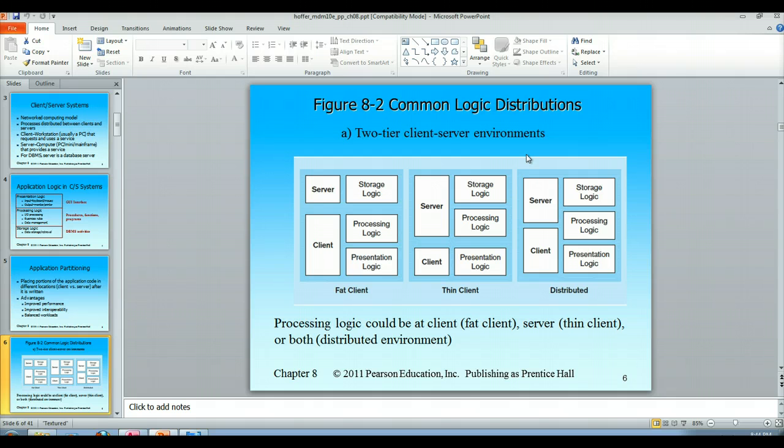And then you get into what's mostly the most common, distributed, where the processing logic to some extent is balanced, with some happening on the server and some happening on the client.